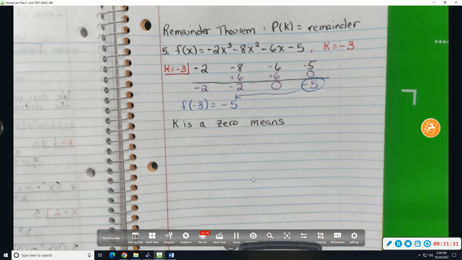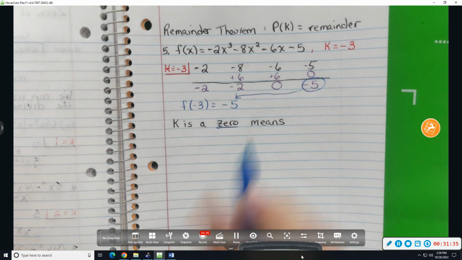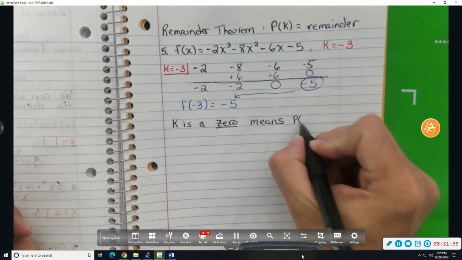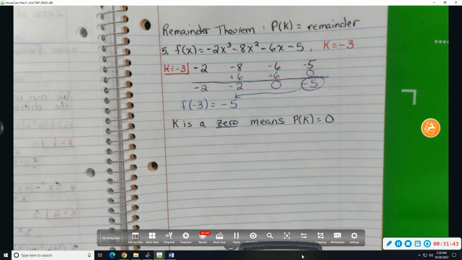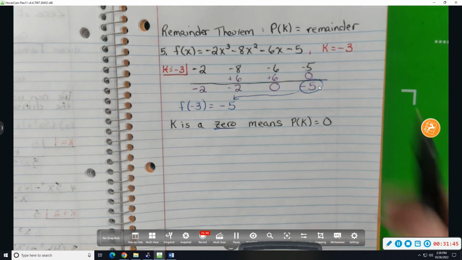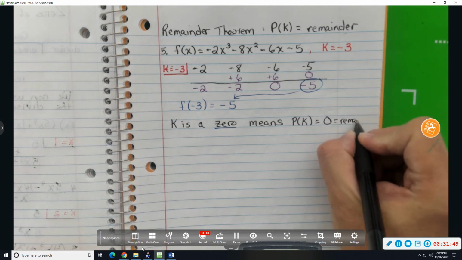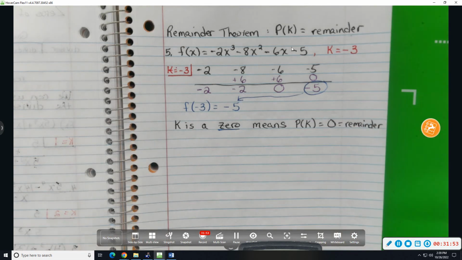Tony's defining the word zero. K is a zero means if you plug that K value in, you get 0. Or, in other words, the remainder is 0. Division, the remainder has to be 0. But a zero is a number you can plug into a function and make it equal 0.